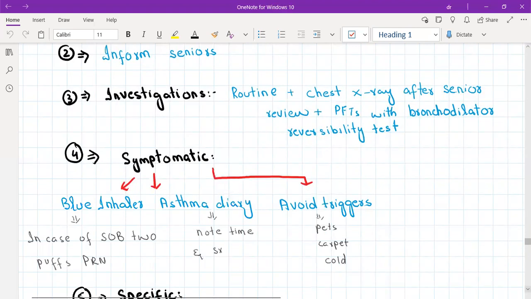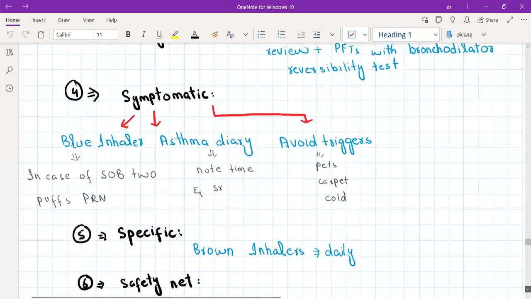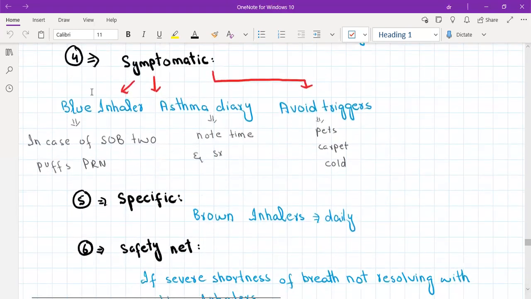The management here will be symptomatic and specific. Symptomatic will be the blue inhaler. Blue inhalers are basically beta agonists, salbutamol, etc., which provide symptomatic relief. You will tell them that if they experience any shortness of breath, they should take 2 puffs from the blue inhaler. Blue inhalers are not regular medication. They are only used as required. Whenever the patient experiences shortness of breath, they will take 2 puffs from the blue inhaler.